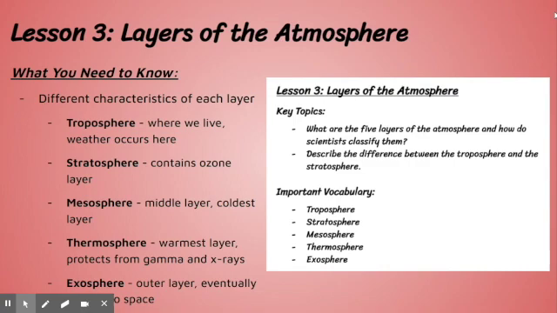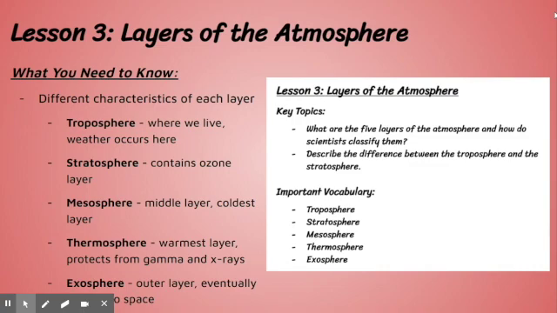The key concepts for this lesson are what the 5 layers of the atmosphere are and how scientists classify them. Remember, they classify them by temperature. Describe the difference between the troposphere and the stratosphere. There are some key differences there, so make sure you know them. The important vocab from this lesson is troposphere, stratosphere, mesosphere, thermosphere, and exosphere, so just all the different layers. Know the different characteristics of each layer.